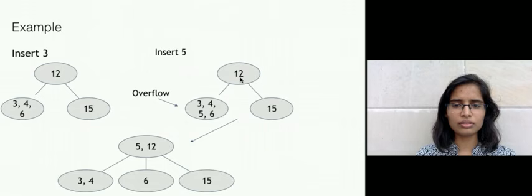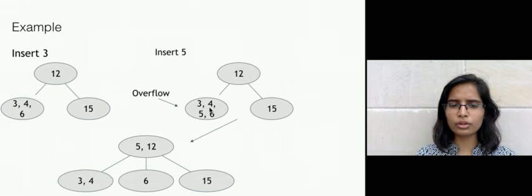So we'll look at 12. 5 is less than 12, we move to the left subtree. We add 5 to this node. But as you can see, there's an overflow, because we have 4 values in this node, and we are not allowed to have that. So what we'll do is move the middle element up.